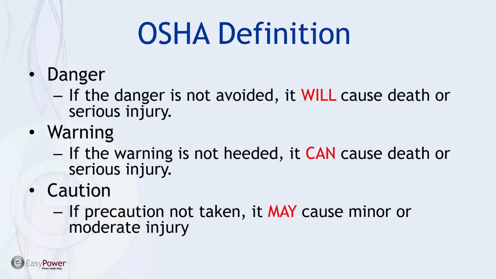Now, not that I'm covering any new ground here, but if you look at the way OSHA defines these terminology, the term danger means the hazard exists, and if it's not avoided, it will cause death or serious injury. A warning basically is used if it's not heeded, it can cause death or serious injury. And then the term caution is if precautions are not taken, it may cause minor or moderate injury.